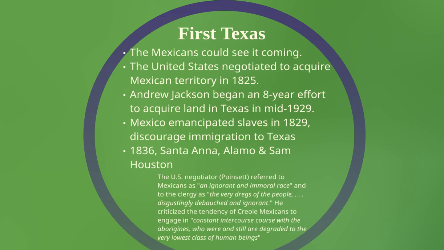I'm sorry, that is supposed to read 1829. I'll have to correct that later. In mid 1829, Mexico also emancipated its slaves, partly to discourage immigration to Texas, because most of the U.S. citizens who wanted to immigrate to Texas were slave owners who were attempting to expand the ideology of chattel slavery. In 1836, Santa Anna invaded Texas.